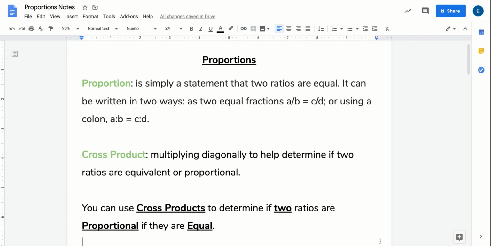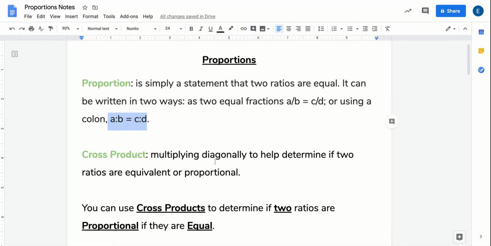So today we're going to talk about proportions. Our definition for a proportion is a statement that two ratios are equal. So we're going to take our ratios that we've been learning about and decide if they're equal. It can be written two ways: as a fraction, A over B equals C over D, or using the colons that we learned about.